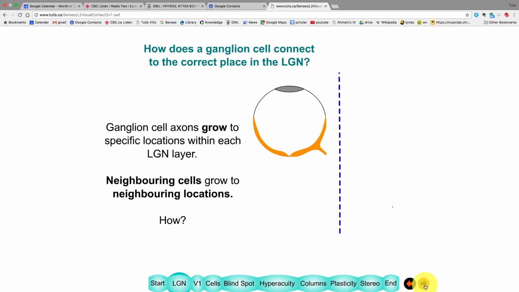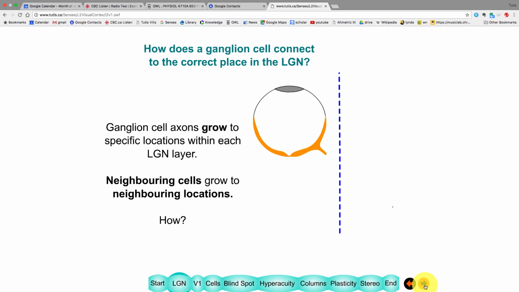Now, how do cells grow to the thalamus? So imagine that at infancy, the eye develops from part of the brain, and then these cells from the eye have to grow to the correct part of the brain. And the first part they have to go to is this lateral geniculate nucleus. And you've got a lot of ganglion cells, and how do they get to where they're supposed to go? Well, neighboring cells grow to neighboring locations, so that makes it easier for the brain then to figure out where they're coming from.